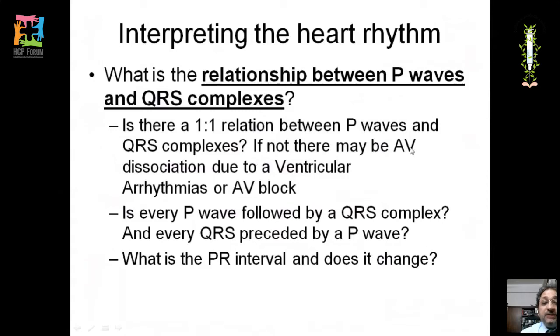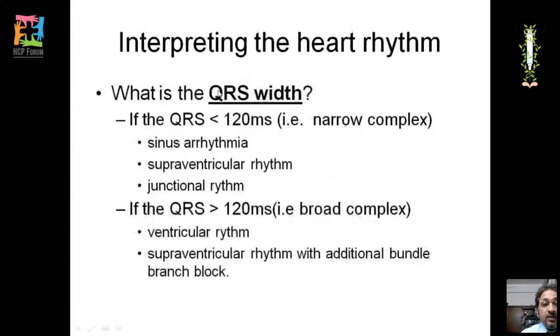chance of AV dissociation, and this may be due to an AV block or a ventricular arrhythmia. So you have to see whether every P wave is followed by a QRS or every QRS is preceded by a P, and you have to note the PR interval and see whether it is changing. Now coming to the QRS, if the width is less than 120 milliseconds, it's narrow complex. So the differential diagnosis may be a sinus rhythm, supraventricular rhythm, junctional rhythm. And if it is more than 120 milliseconds, which is broad complex, it can be ventricular rhythm, or it can be supraventricular rhythm with an additional bundle branch block.